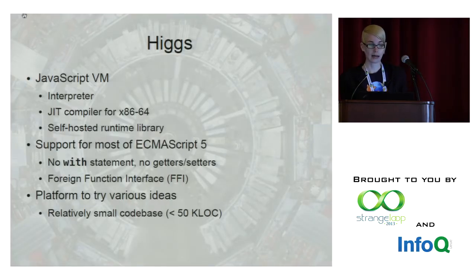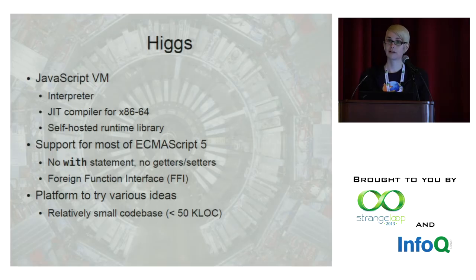And what I'm working on right now is a JavaScript VM called Higgs. So Higgs has an interpreter and a JIT compiler for x86-64, and has support for most of ECMAScript 5. So it's a JavaScript VM, and it's a platform to try various optimization ideas. It's got a relatively small code base, so less than 50,000 lines of code, which makes it easy for one person to understand the whole thing and for me to refactor as much of it as I need.